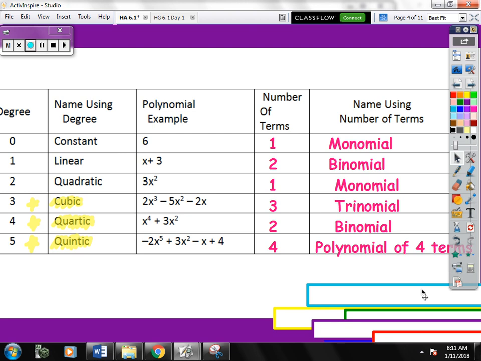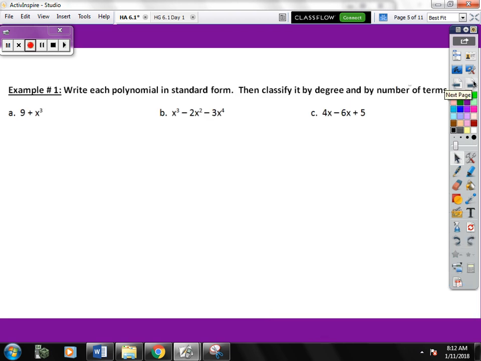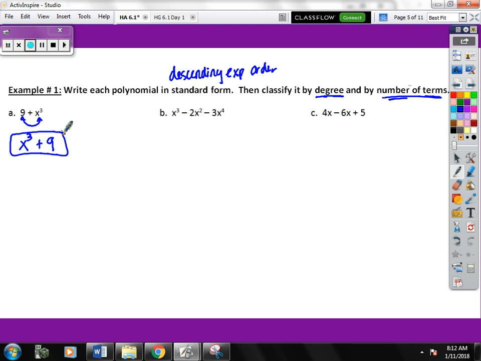So below we have 3 examples that ask us to write each polynomial in standard form first. So we may or may not have to combine like terms and reorder the value so that it is in standard form, which again is in descending exponent order. Then we'll classify it by the degree and by the number of terms. Okay, so the first one, we just need to rearrange these values to make it x cubed plus 9. That's standard form.